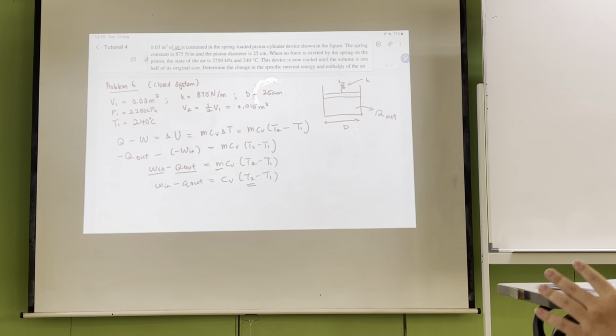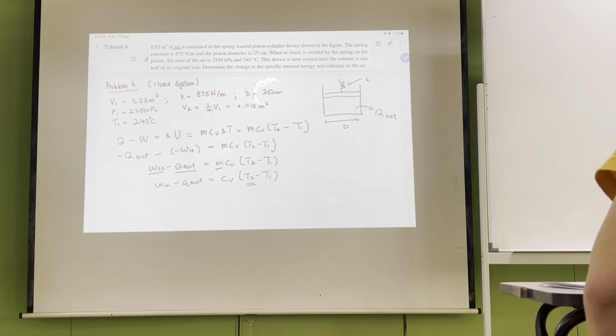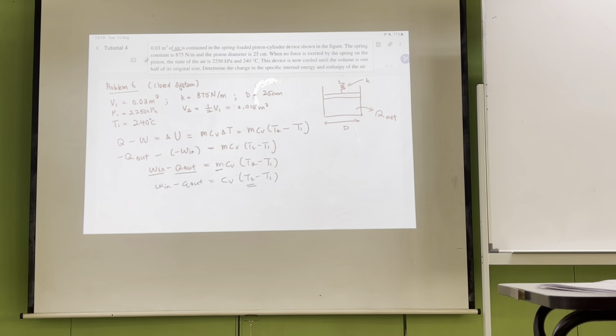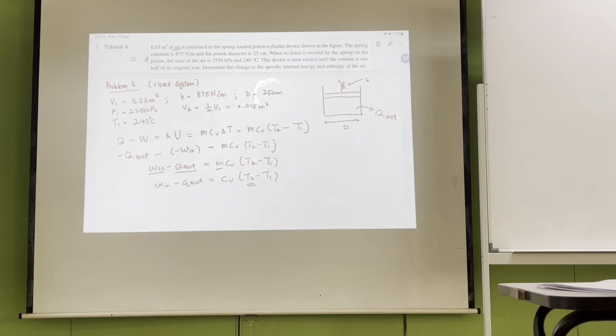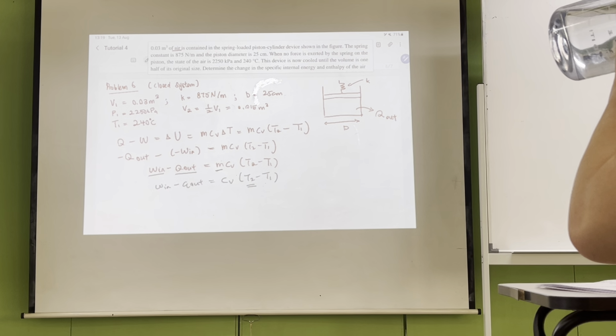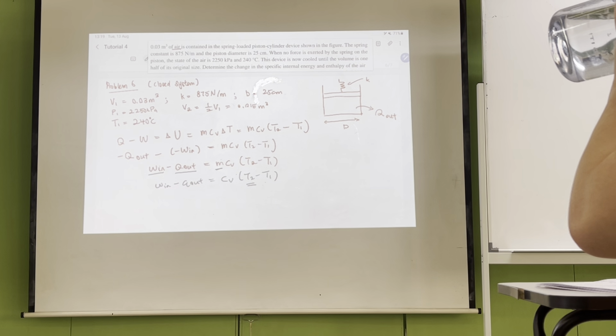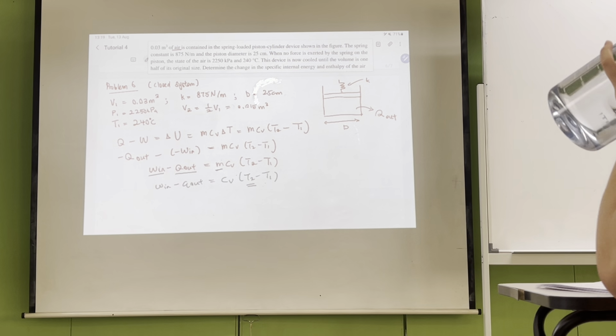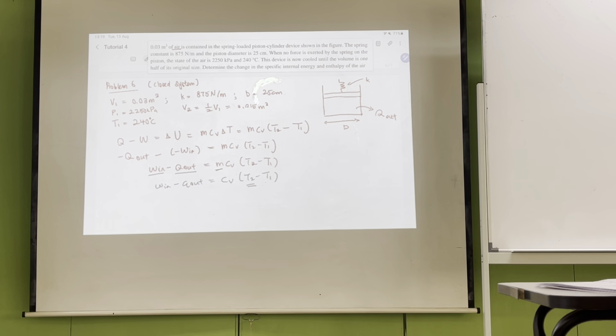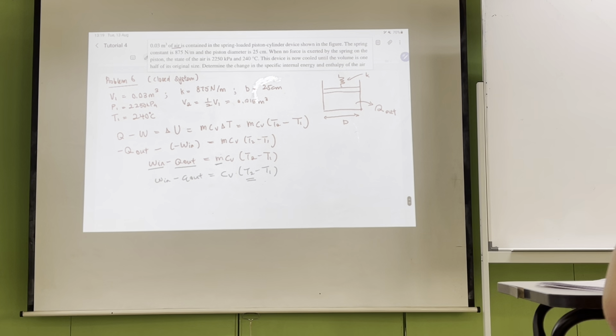Actually, the answer to this question is very confusing. You find a lot of extra things. Alright, now, so how do we find T2? This is the main question for this problem, the one that you need to solve. So how do we find T2 in this case?